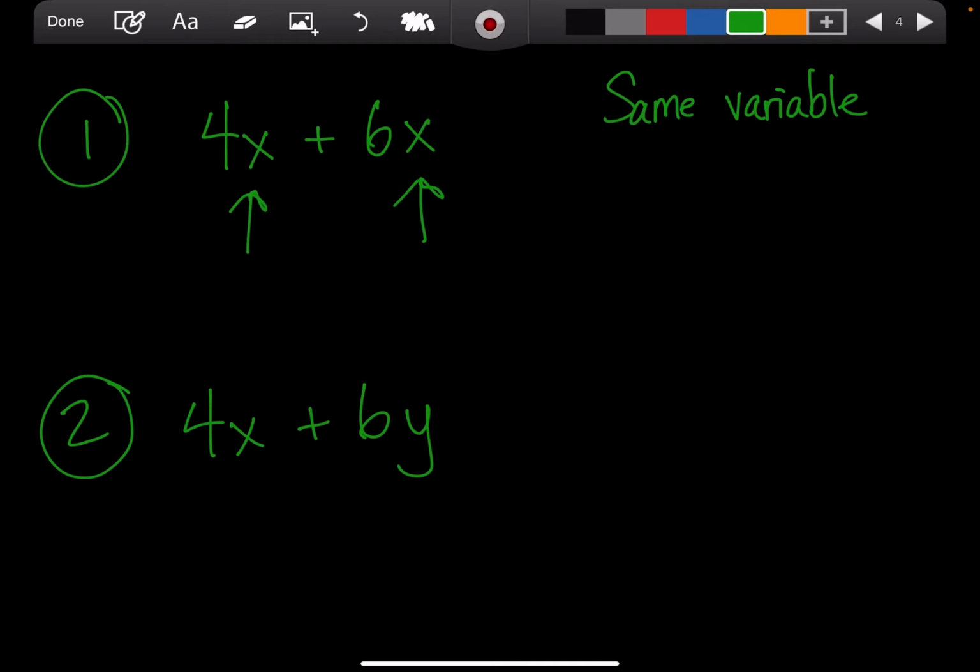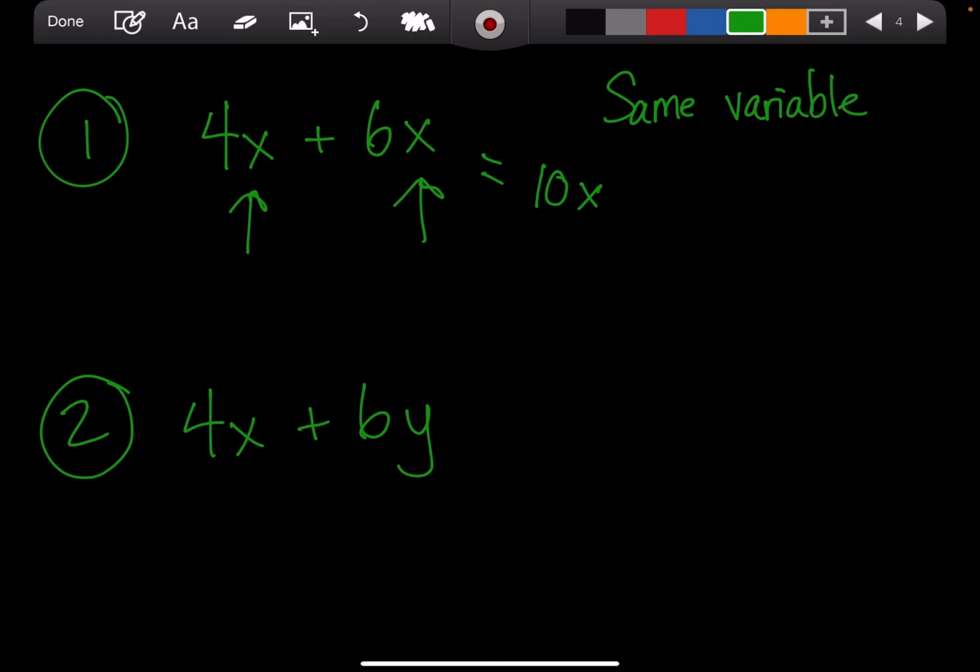And if we did, it would come out over here as 10x. So you can imagine if you had 4 x's, and then you added 6 more x's to it, you would have 10 x's, so 10x. That's how I think of it. So they have the same variable.